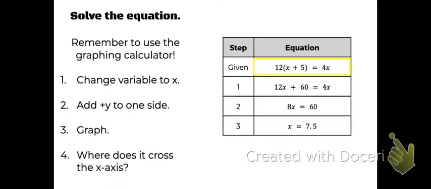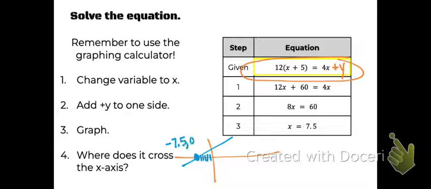Now let's solve it. Again, change the variable to x, it already is, and then on one side, add a plus y. And this is what we graph. Now when you graph this one, you're going to see something like this. And when you click on the point to see where it intersects the x-axis, it intersects at negative 7.5, 0. So when that y that we added to our equation is 0, x is negative 7.5. So they almost got it. They just forgot the negative sign in the answer.